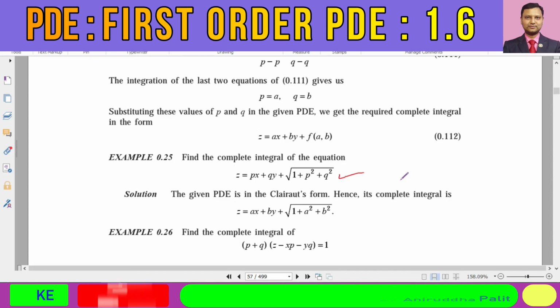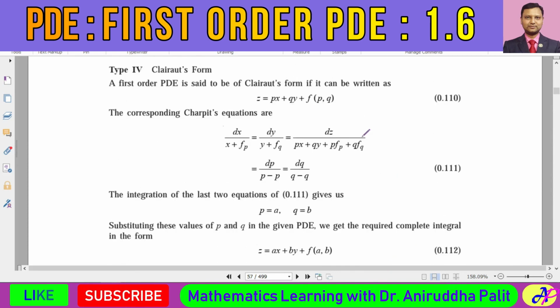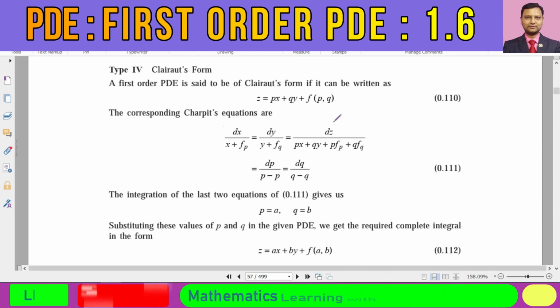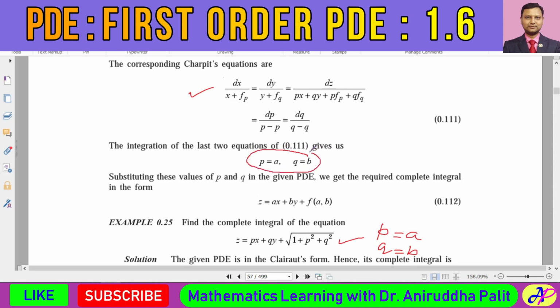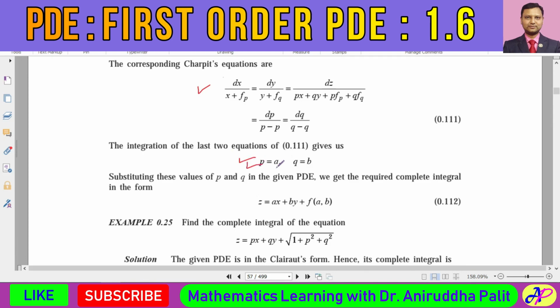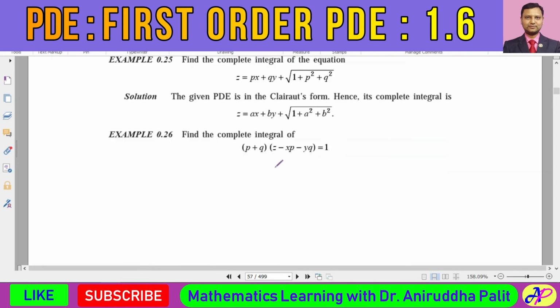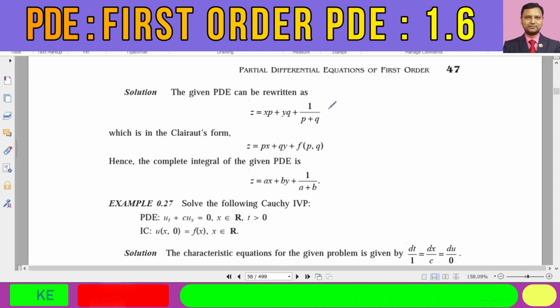Over here this is a differential equation in Clairaut's form, so we can directly put p is equal to a and q is equal to b. Of course, you will have to state that the corresponding Charpit's equations are these, and from these Charpit's equations you get the relation p is equal to a and q is equal to b. Please do not put p is equal to a and q is equal to b directly. Try to justify how you got this relation. Then, putting p is equal to a and q is equal to b, you will be able to find the solution of this differential equation.